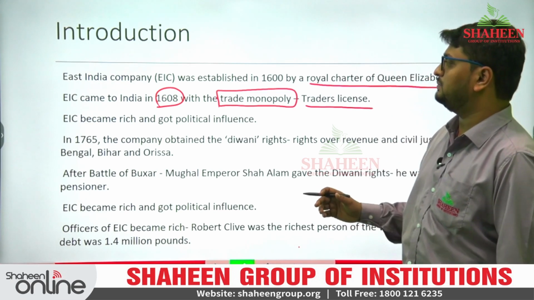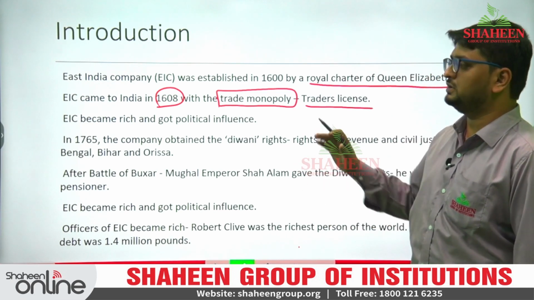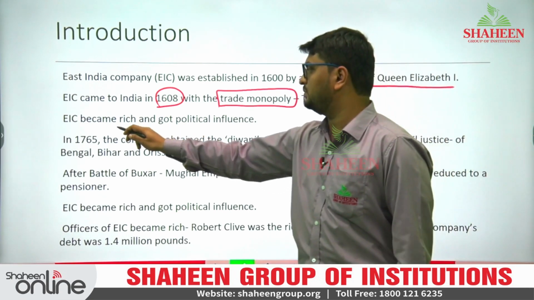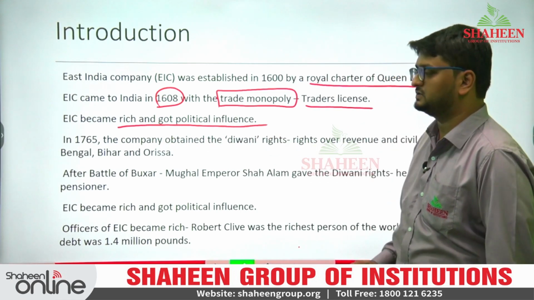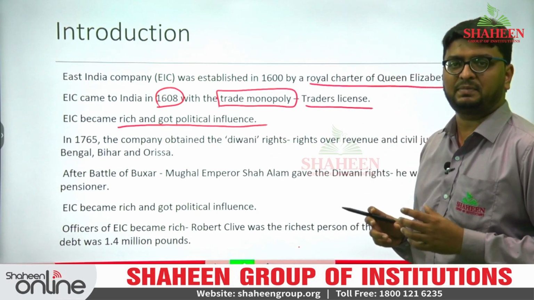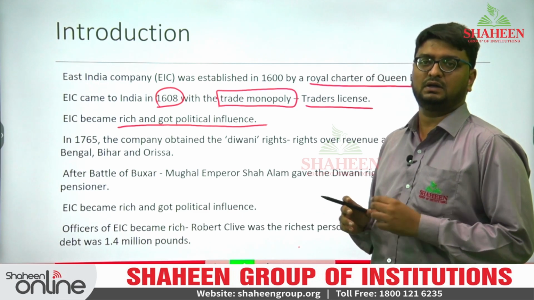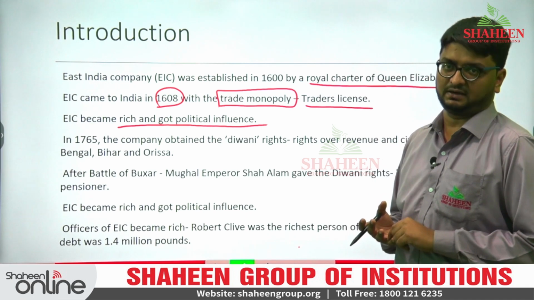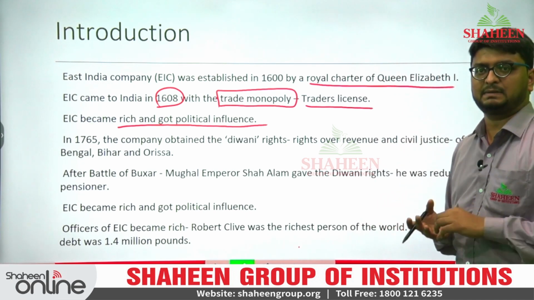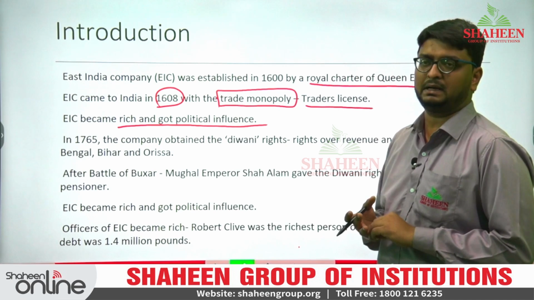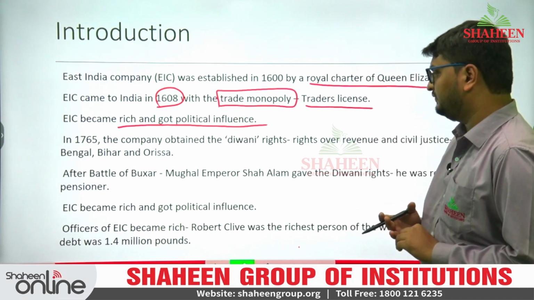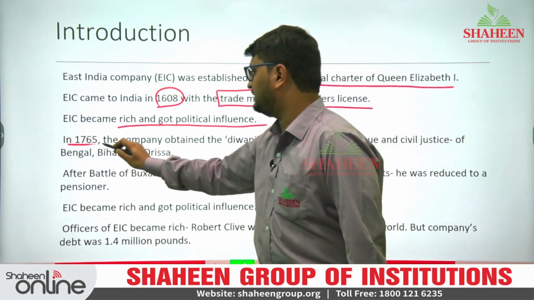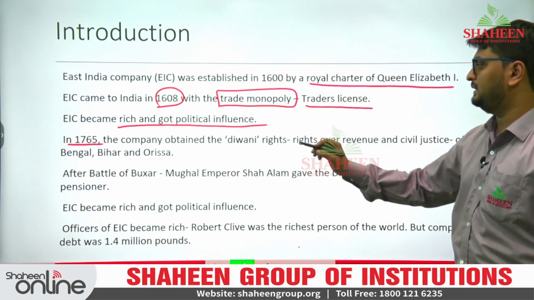So the East India Company, when it came in 1600, was doing business for around 150 years. It became so rich and got political influence also. One of the important things which happened during this time is that it won the battle of Buxar. Before that, it won the battle of Plassey. In the battle of Buxar it defeated the Mughals, Shah Alam. So in 1765 the company obtained Diwani rights.